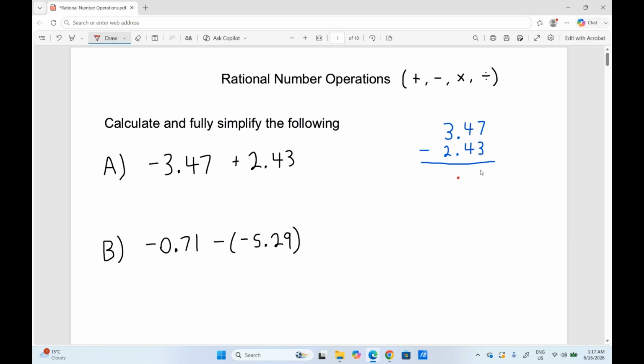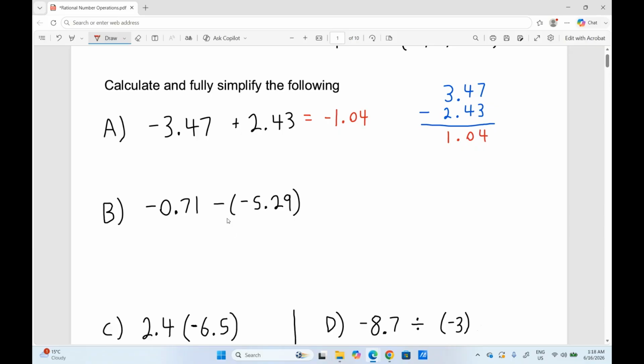7 minus 3 is 4. 4 minus 4 is 0. Then 3 minus 2 is 1. So I get an answer of 1.04. But because this negative number is much bigger than this positive number, my final answer would just be negative 1.04. Okay, now moving on to my second example.